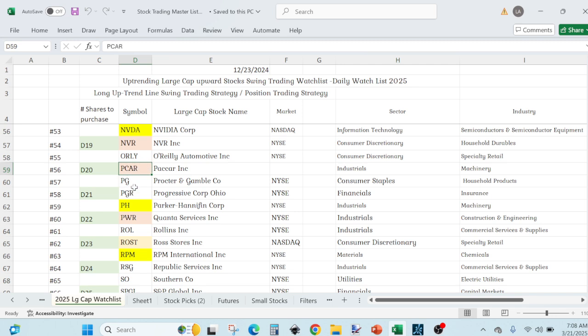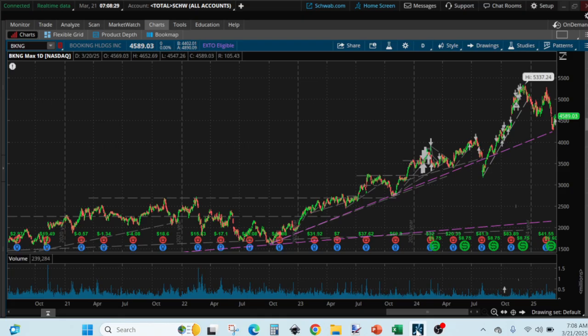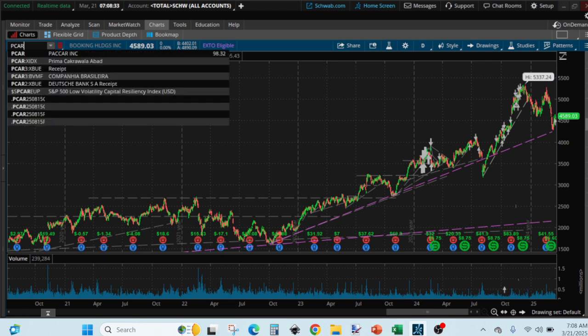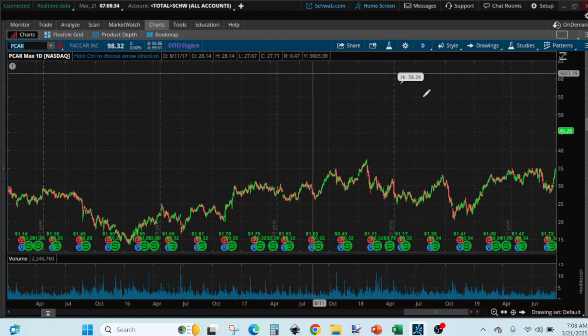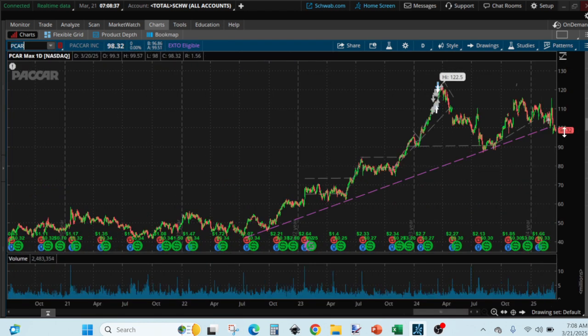We are going to analyze a few from this list today, March 21, 2025, to see how they performed while the market was open on March 20th, 2025. The first one is PCAR. So PCAR, yesterday the price went down. There was a pullback. The purple line is where we like to buy.